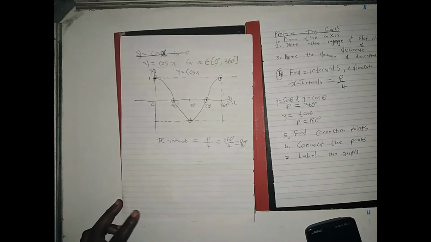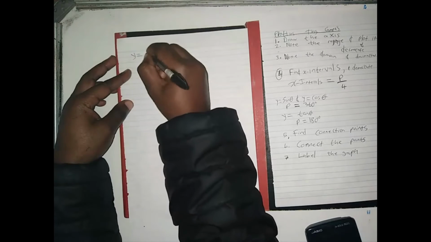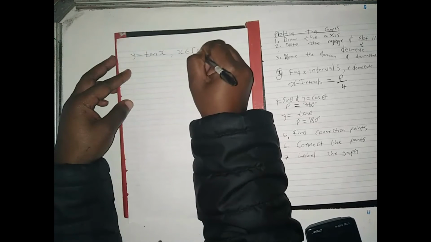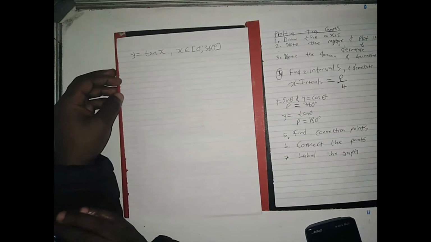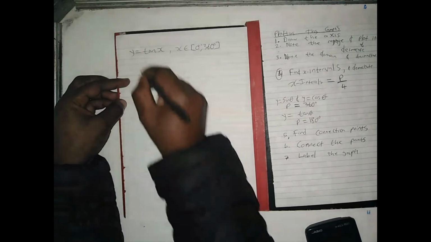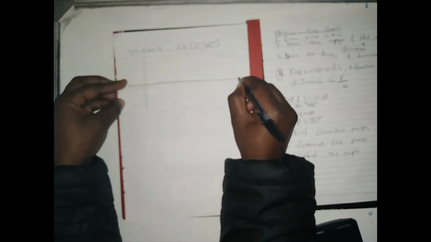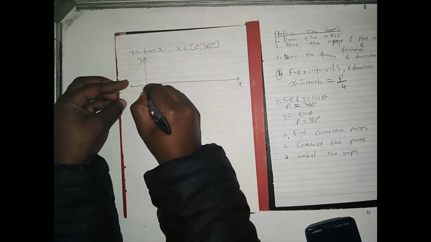And then the last one is the tan graph. How do you go about plotting the tan graph? It's very much the same. It's y is equal to tan x for x which is an element of 0 to 360 degrees. Now, the first step, draw the axes. Here are the axes. This is y, and this is x, and this is 0.